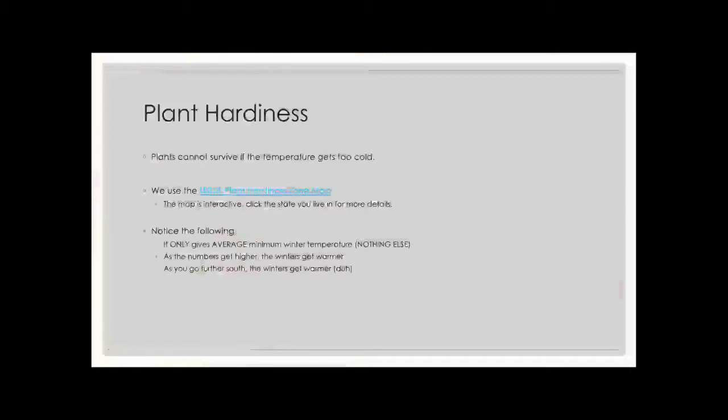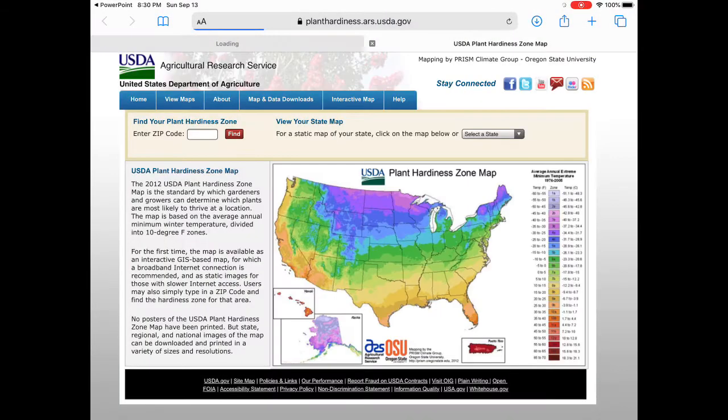Also not absolute minimum winter temperature. Some obvious things: as the numbers get higher, the winters get warmer. So zone 7 is warmer than zone 5. Zone 11 is warmer than zone 9. And as you go further south, the winters obviously get warmer, which is kind of, duh. So if you click the link, it'll take you to the USDA plant hardiness zone map. And so you can see across the country how we go from the purple at the top all the way to the yellows and the oranges and the bright oranges and even the reds.